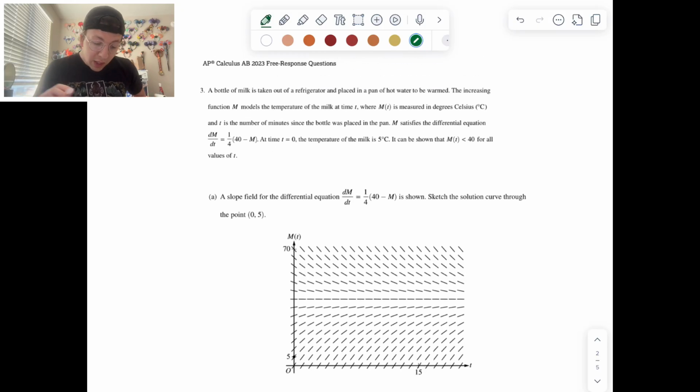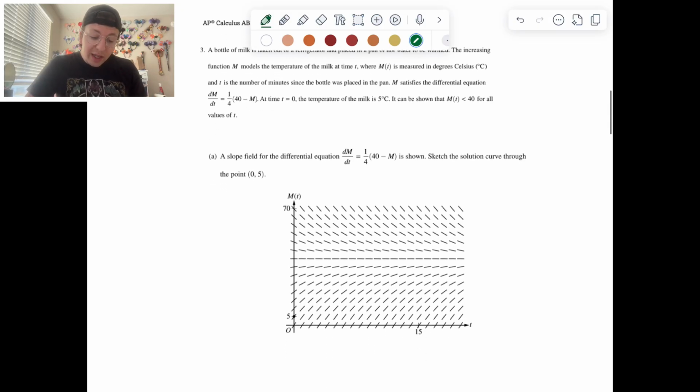So a slope field for the differential equation, dm over dt, is given by this again. It is shown, sketch the solution curve through the point 0, 5. All right, so I've got to start at 0, 5 of my slope field, and I've got to follow the trend. Follow my slope field lines.